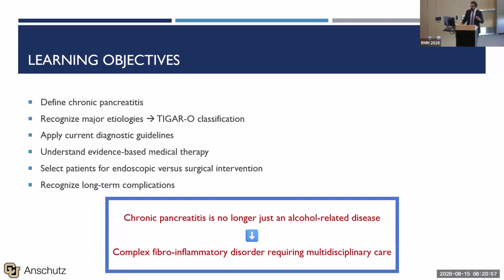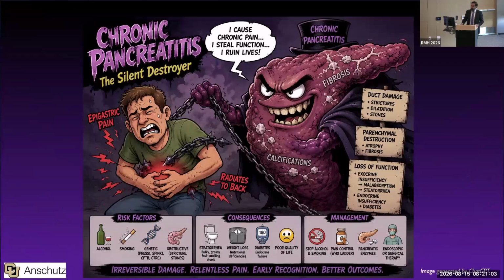And so trying to figure out how to best explain chronic pancreatitis, I turned to our AI friend and asked ChatGPT to describe chronic pancreatitis as a cartoon. And this is really what it's like for a lot of our patients. It is a silent destroyer. Patients are really suffering from severe pain and can be quite symptomatic as the pancreas continues to get destroyed. And as you can see here, it gets summarized quite nicely as to what happens and our risk factors, consequences, and management.